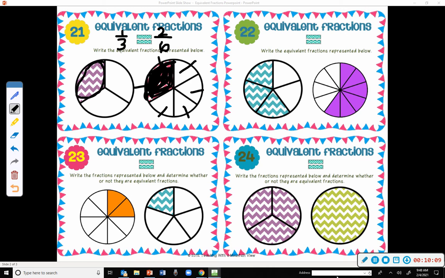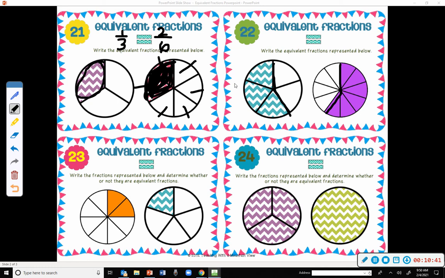Okay, number 22. I want you guys to try that one on your own. Does it look like the shaded pieces match each other? Yes, it's just kind of flipped around. It's the opposite sides that are shaded. So I want you to come up with the 2 fractions that are equivalent to each other. Let's check and see what you got. Or if you don't have anything yet and you're still confused, then just pay attention and listen, okay?